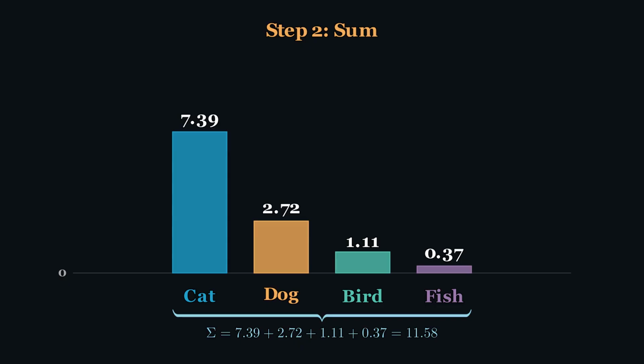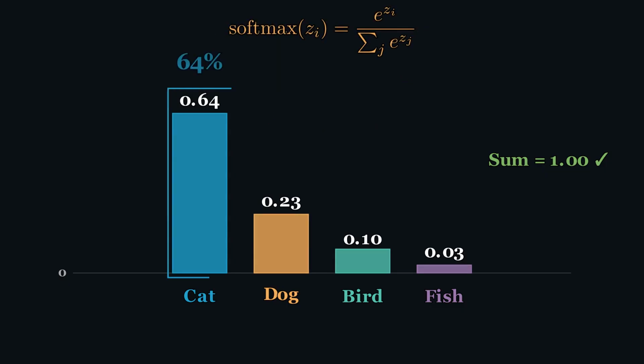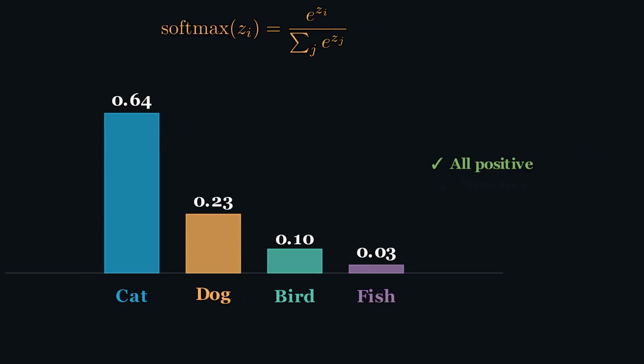Step 3. Divide each by the total. Now every value is between 0 and 1, and they sum to exactly 1. We have a probability distribution. This 3-step process is the Softmax function. The network says cat with 64% confidence, dog at 23%, bird at 10%, and fish at just 3%. 3 key properties: all values are positive, they sum to 1, and larger logits gain exponentially more weight.